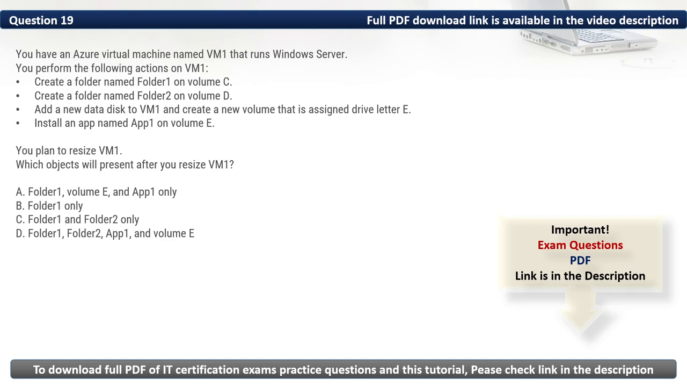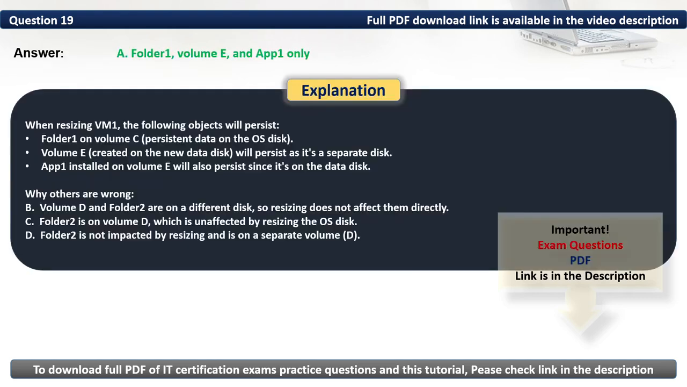As such, the objects that will be present after you resize VM1 are Folder1, volume E, and App1 only. Thus, the correct option is A. When resizing VM1, the following objects will persist. Folder1 on volume C, persisting data on the OS disk. Volume E, created on the new data disk, will persist as it is a separate disk. App1 installed on volume E will also persist since it is on the data disk.